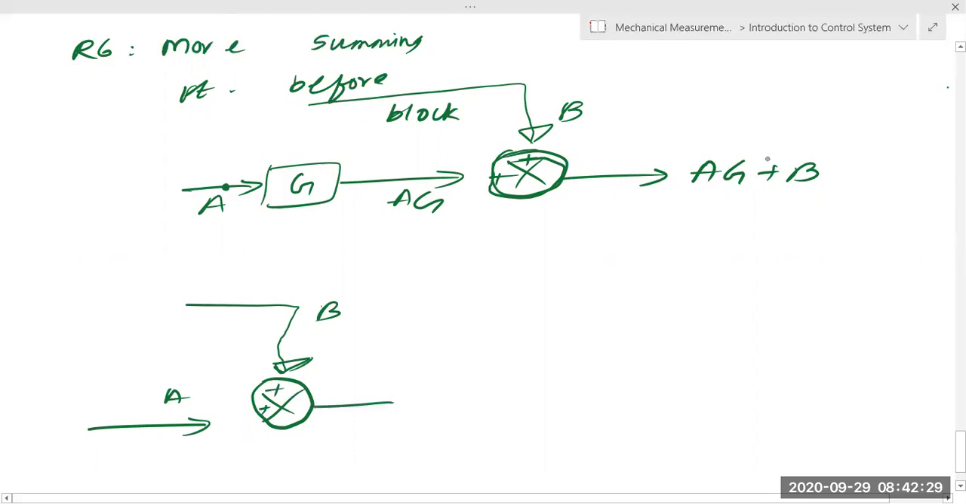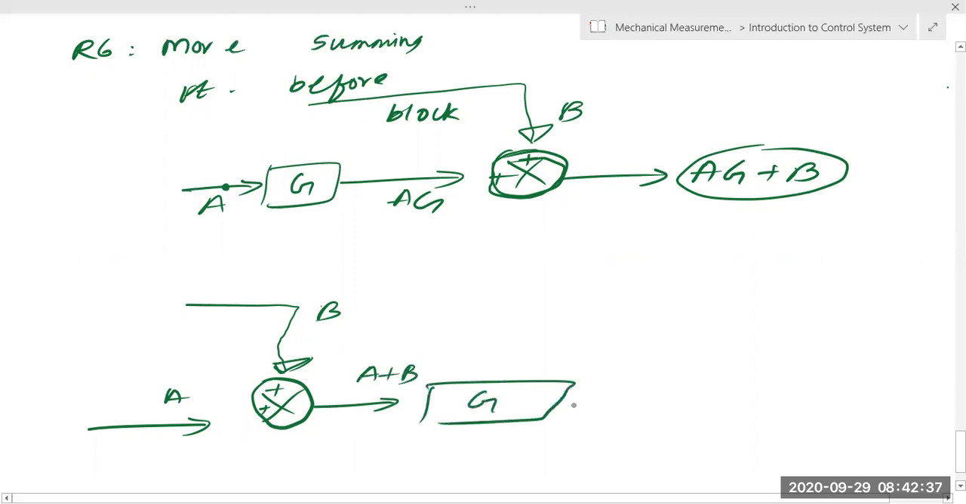Earlier the output was AG plus B. Now this will be A plus B, and this will go to a block G, and this will give me AG plus BG, right? That means we don't want this G. This G is coming out as an extra. So whenever we move the summing point from ahead to before the block, we need to add one gain point as 1 by G.